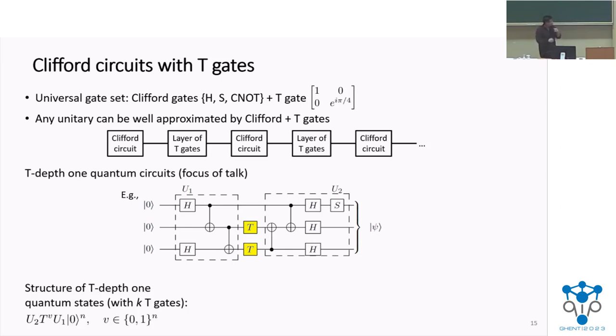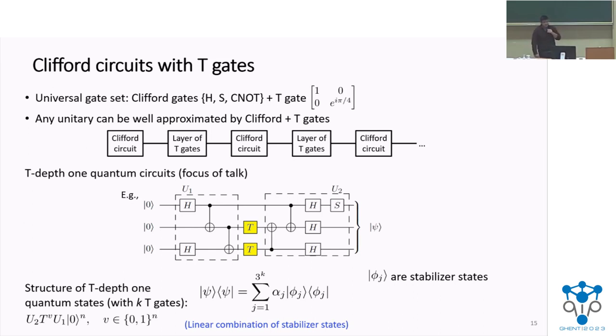And it turns out that if you have a T-depth 1, so we're going to also call this, on the all-zero state, just a T-depth 1 quantum state. And if you have k T gates, you can actually write this down as a linear combination of stabilizer states. So here, in the density matrix formulation, these phi_j's are just different stabilizer state components. And the coefficients alpha_j all sum up to 1. We call it a pseudo mixture because some of them turn out to be negative.